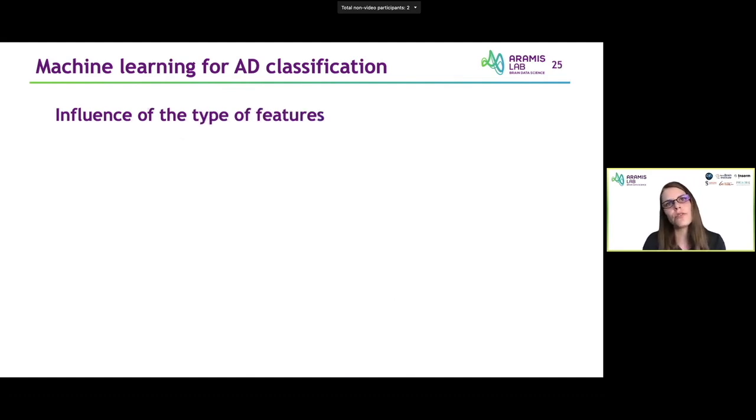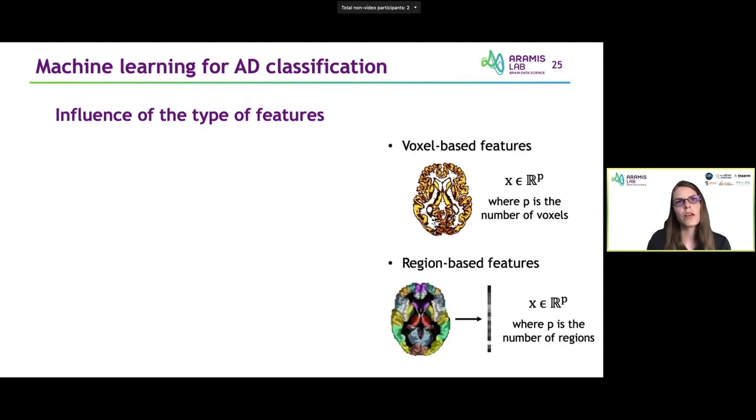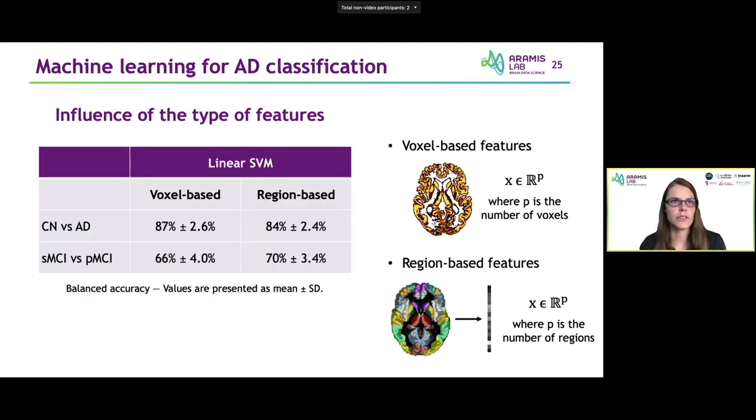Here we study the influence of the type of features. So we compare the balanced accuracies obtained for voxel and regional features that were extracted from T1 images of ADNI participants when using a linear SVM classifier. And you can see from the results that there are no notable differences between the mean balanced accuracies obtained using voxel or regional features.